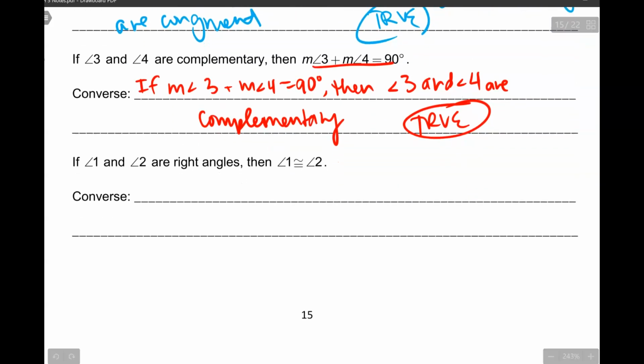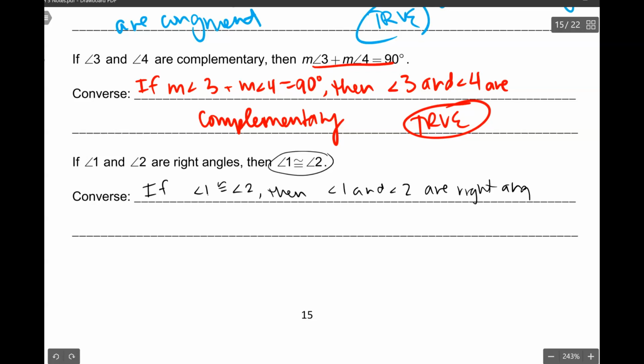Okay, let's try the next one. If angle 1 and angle 2 are right angles, then angle 1 is congruent to angle 2. Switch it around. If angle 1 is congruent to angle 2, then angle 1 and angle 2 are right angles. Is the converse true? No, it's going to be false.